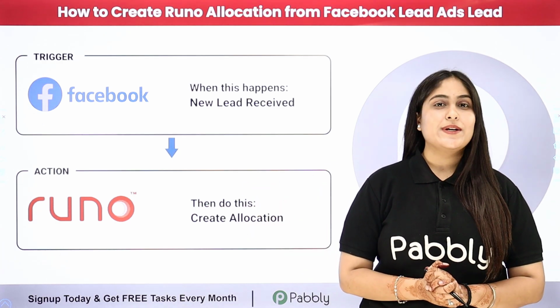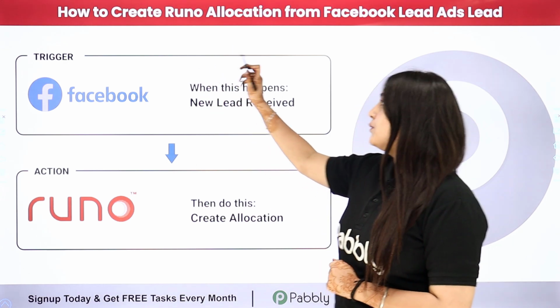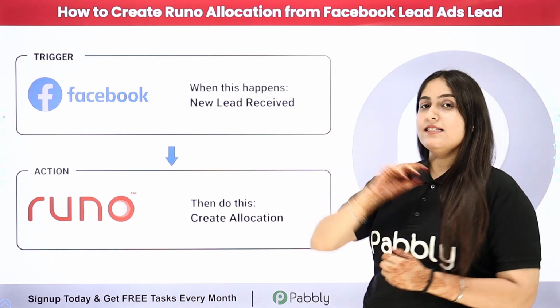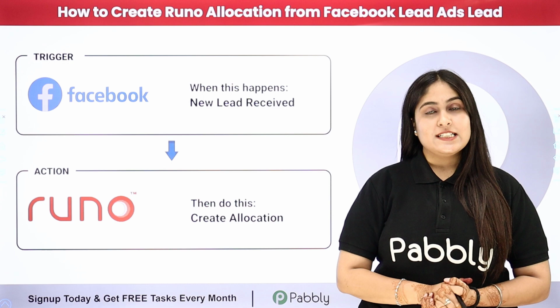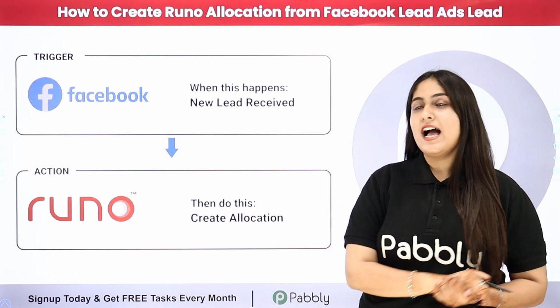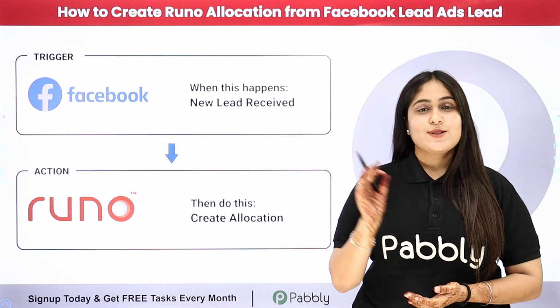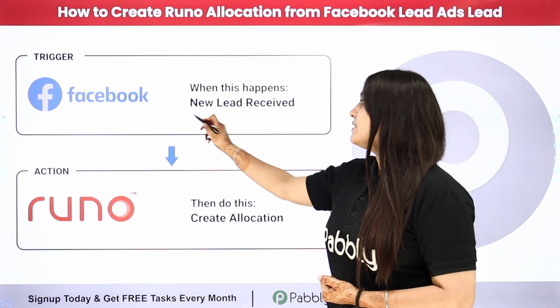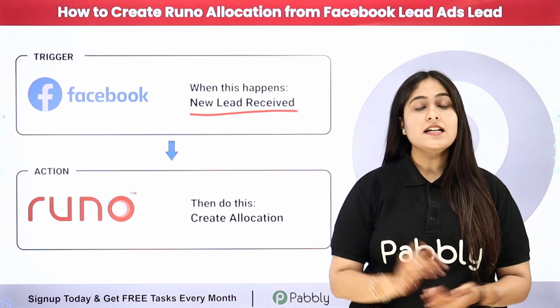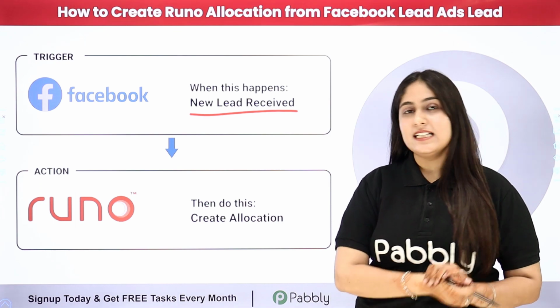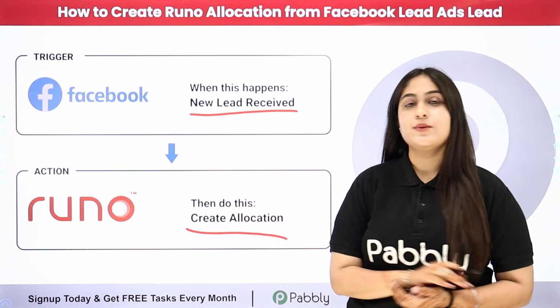So in this video we are going to understand how to create Runo allocation from Facebook lead ads lead. I manage a real estate agency and to promote my agency I am running some Facebook lead ads. Whenever I receive a new lead through my Facebook lead ad, then automatically using that detail a new allocation should be created in my Runo account.